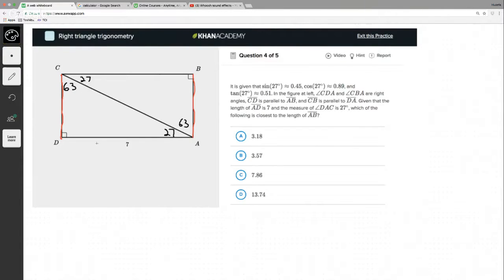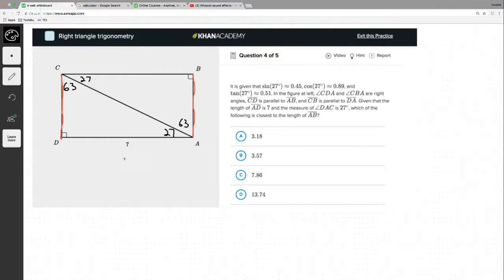Why am I choosing CD? Because they gave us 7 over here, and that's part of this triangle. Like, this is also 7. CB is also 7. It doesn't matter. But I'm just saying, okay, let's switch it to CD, since it's equal to BA, boom. So now the fun part begins.